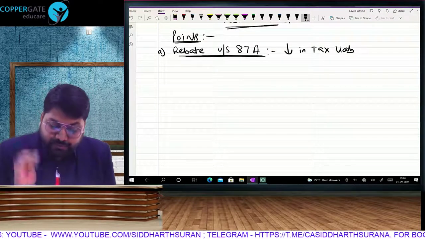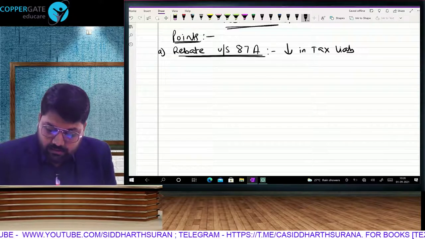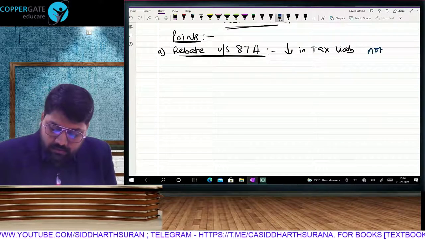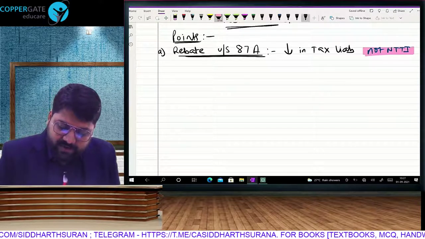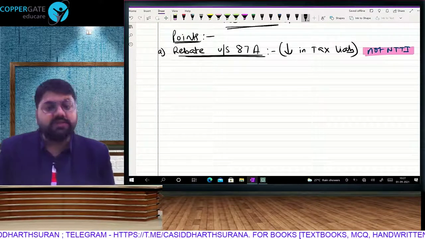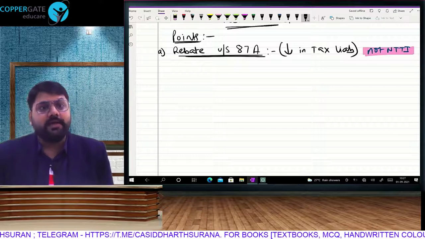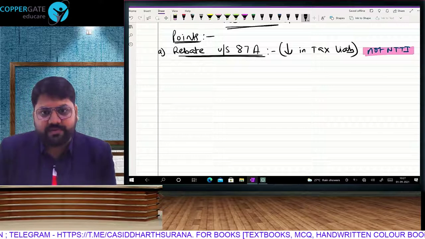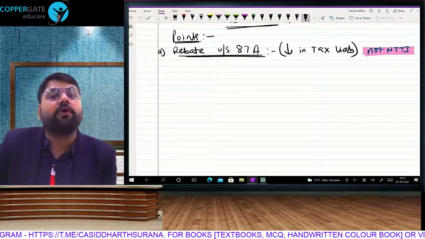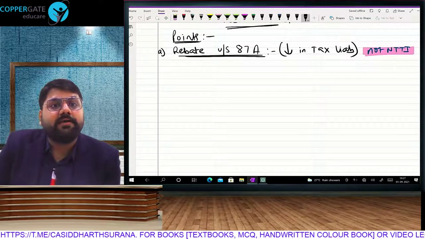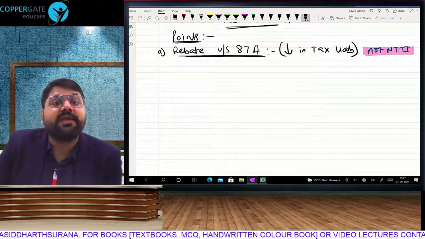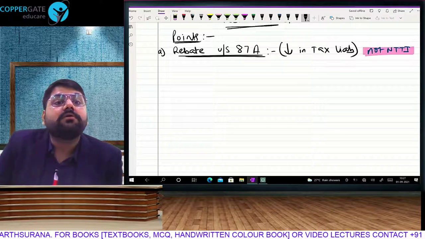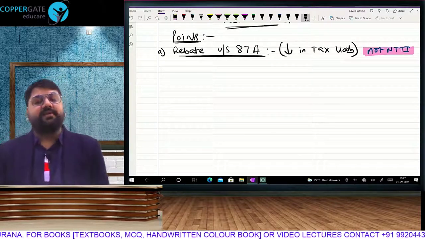I would like to specifically mention, not NTTI. Rebate will reduce what? This will reduce your tax liability. Means whatever is the calculation of rebate, we will subtract it from 12 lakh. Tell me yes or no. No. No. We will subtract it from 170 to 500, the tax liability.